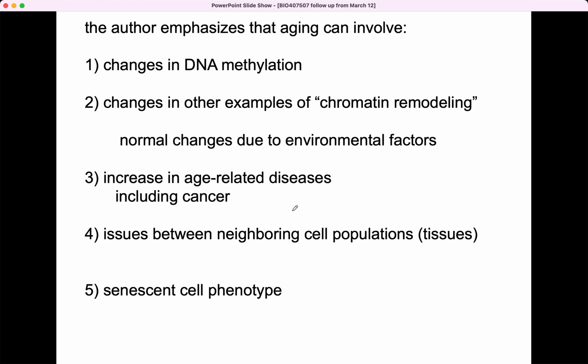And so then the last thing, so that issues between neighboring cell populations. So what we get from that is, it's not just an external environment, it is an internal environment story too, because cells are the basic unit of life. And that can contribute to cancer. And then the final thing we want to get out of this is another tissue level thing, and it's the aging and this senescent cell phenotype.